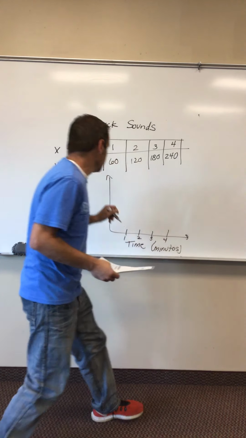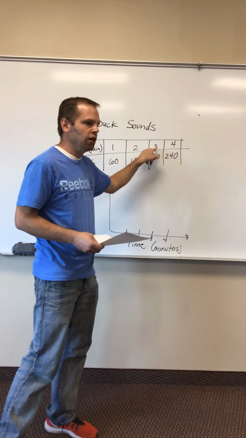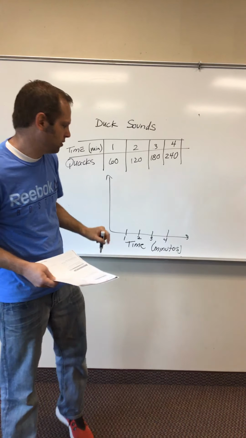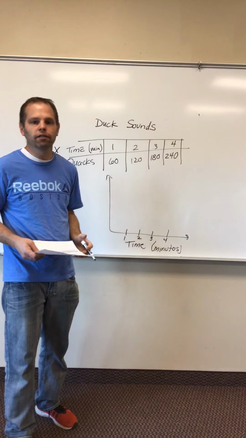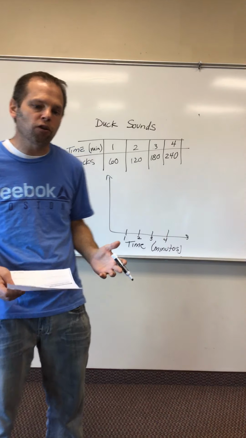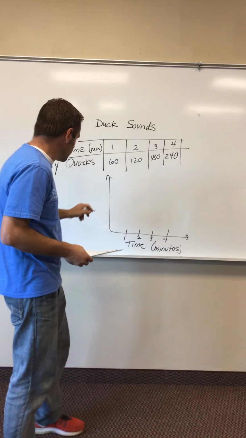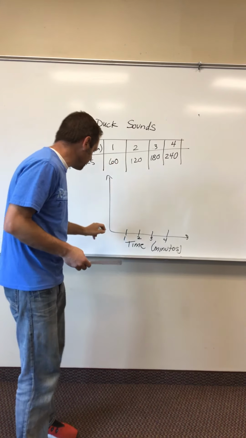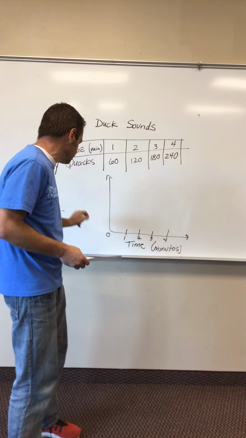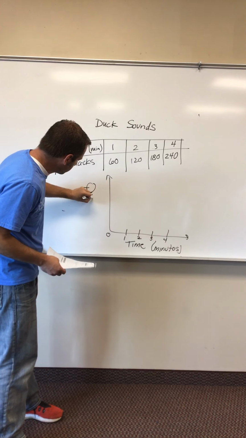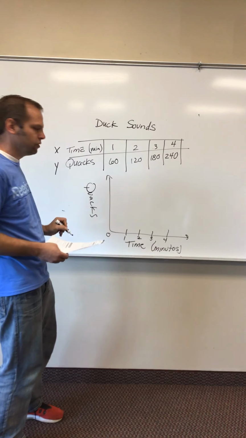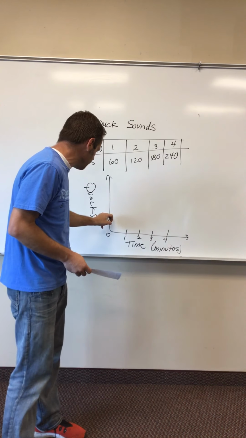If this was like 50, 75, 100, then it would make more sense to make this in increments of 25. But looking at my data, 1 through 4 makes the most sense. And then quacks, they go up by 60. So remember, it always starts at 0. Let's put quacks here. So I've got a nice label on my graph.